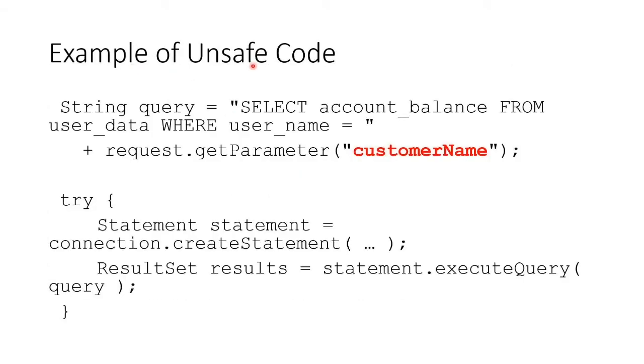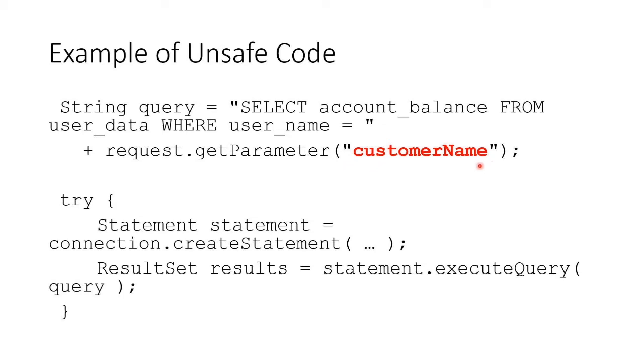So here's an example of unsafe code. You don't need to be a coder at all. I just want to point out one thing right here. So we're creating a query. It's a string. And the query is select the account balance from a table called user data where the username is, and I don't know what. You add that, you have this. So plugging right into here, you concatenate. That's this little plus sign. And you have this little thing called request.getParameter, and then customer name.